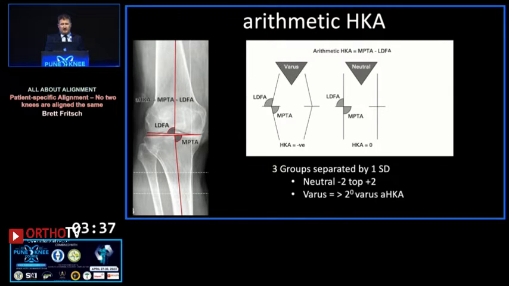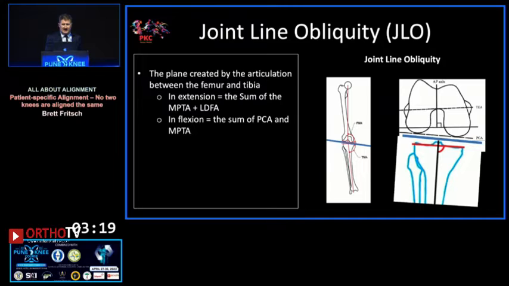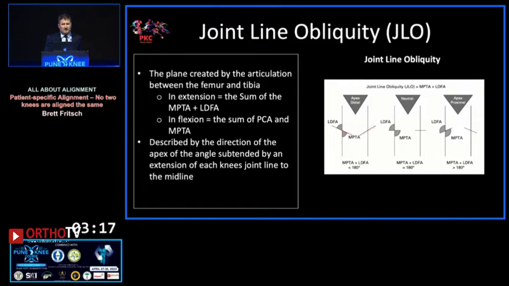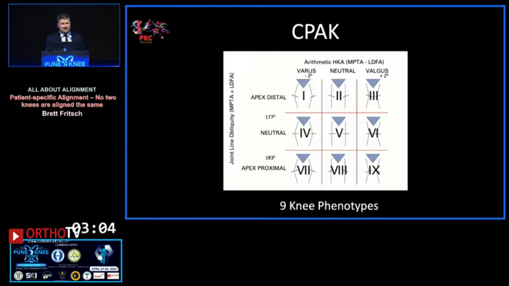By dividing them up into 3 groups based on 1 standard deviation, you have the neutral ones, you have the varus limbs, and you have the valgus limbs. Joint line obliquity is an independent variable. It's the plane created by the articulation between the femur and the tibia. In extension, it's the sum of the MPTA and LDFA. In flexion, it's the sum of the PCA and the MPTA. It's described by the direction of the apex of the angle, so distal or proximal, depending upon its extension into the midline. And again, divided by 1 standard deviation, we can have 3 groups: neutral, apex distal, and apex proximal. It is independent of the mechanical axis. Based on that, you end up with 9 knee phenotypes.